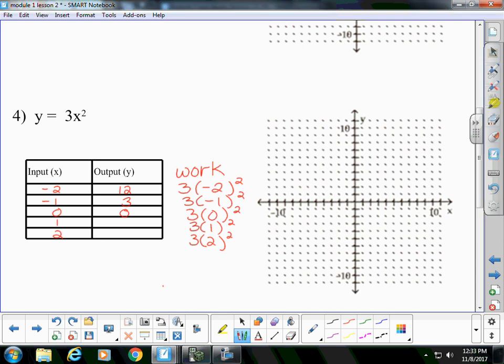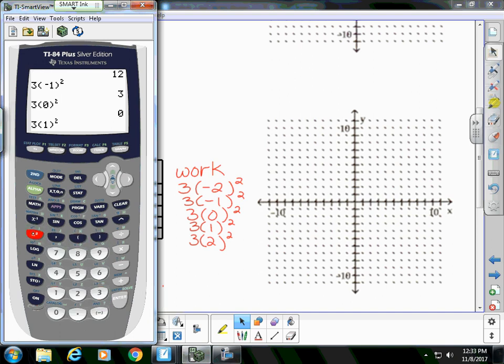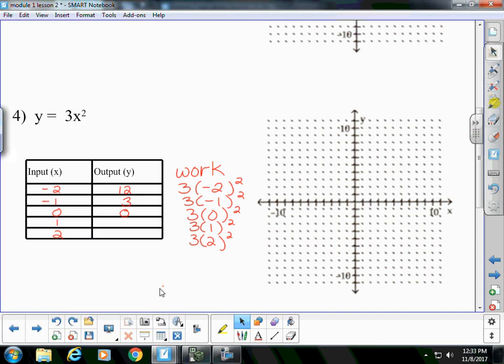Okay, now to do the positive 1 and the positive 2. Oops, I'm still on the pen. I've got writing all over my calculator. Okay, 3 times 1 squared is 3, and 3 times 2 squared, and that's 12. So 3 and 12 are my last 2 answers.